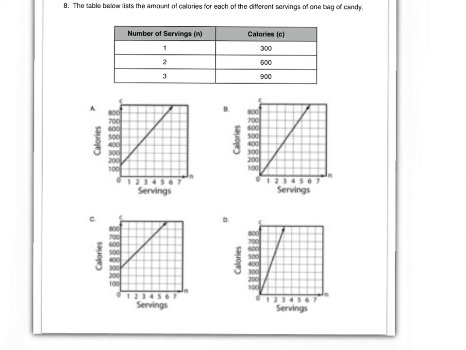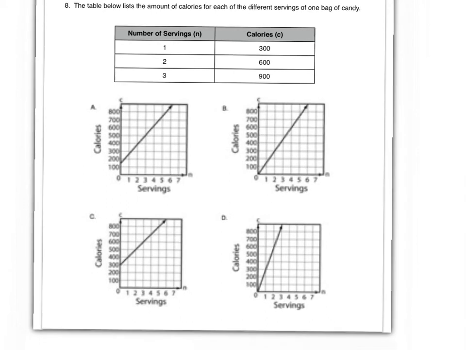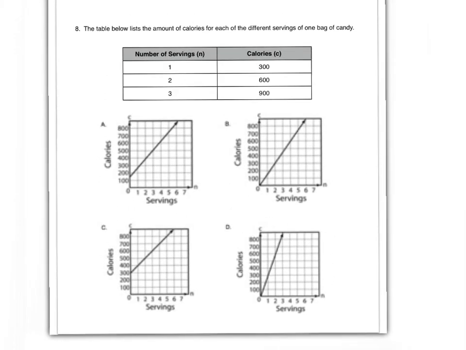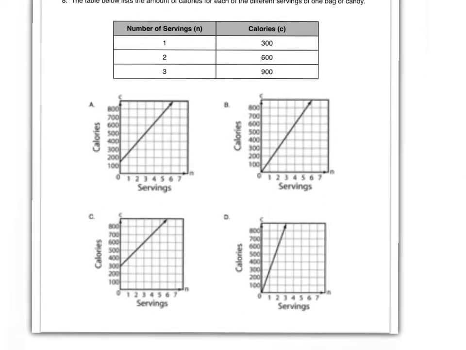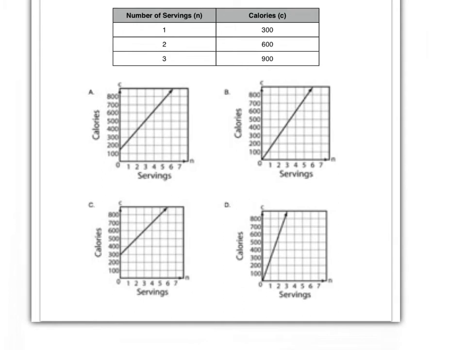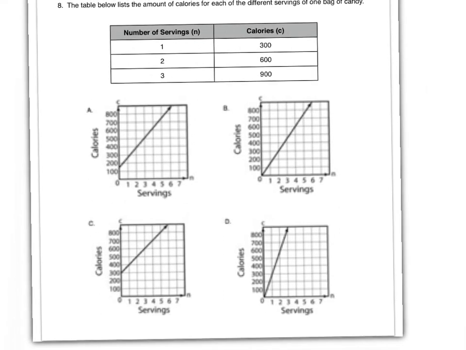Number 8, the table lists the amount of calories for each of the different servings in one bag of candy. So we have a table and we have some graphs. We need to match the table and the graph, even though I didn't really write that in the question. So we need to look at the N and the C, and just so you guys know, when you see a table like this, it is the x-axis and the y-axis. So we're looking at number of servings along the x-axis, which they already have labeled for us, and the calories are going to be on the y-axis, and they have those labeled for us.